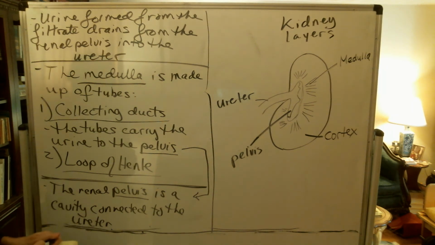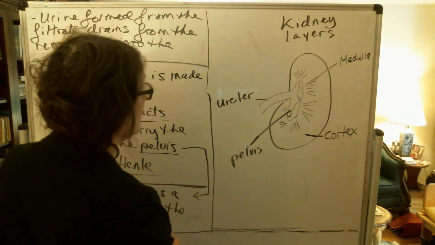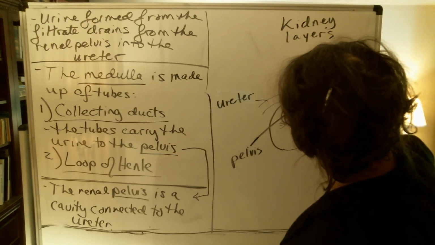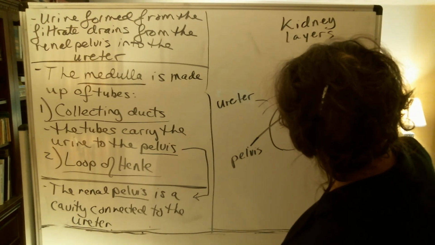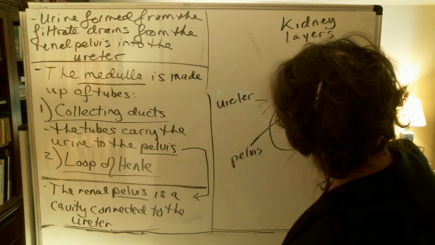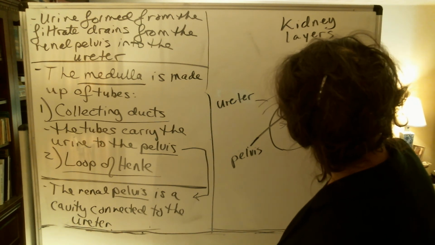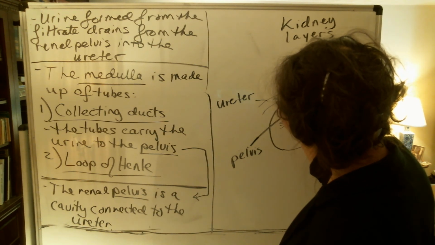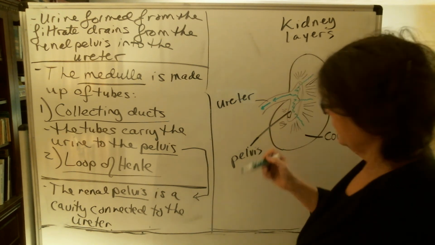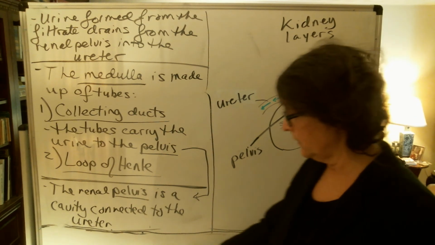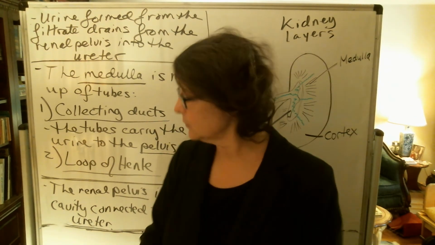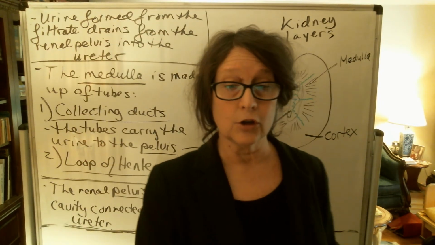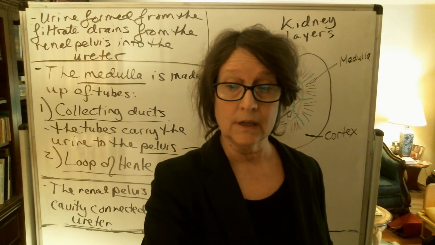So again, we have the urine formed in the kidney, going through these areas here into the renal pelvis, and then flowing from the renal pelvis through the ureter to elsewhere. And that is the end of this lecture on the first part of kidney macrostructure.